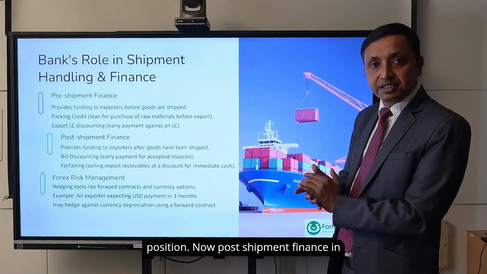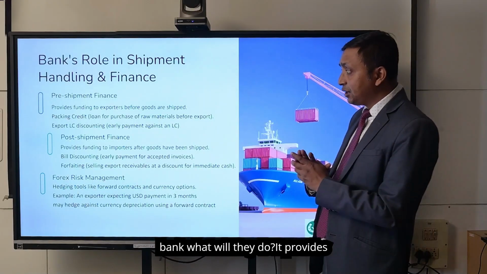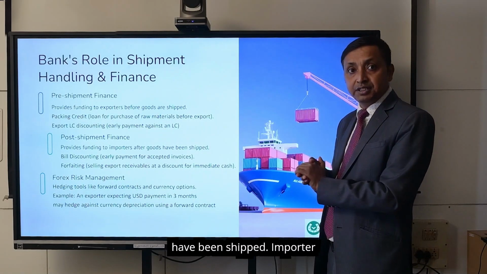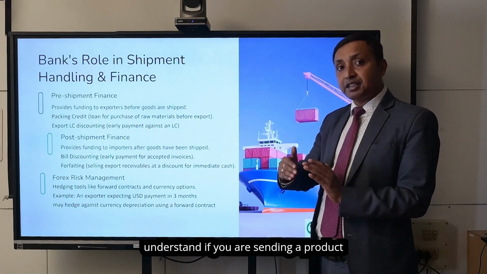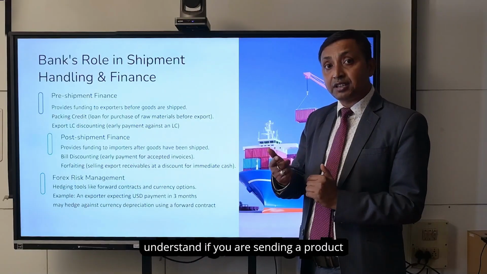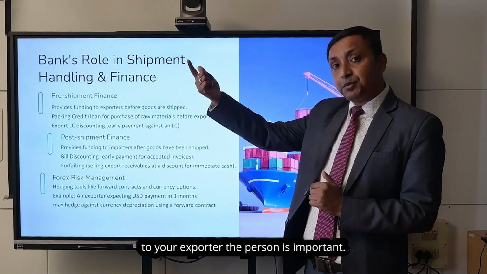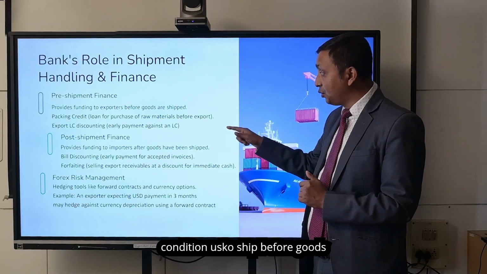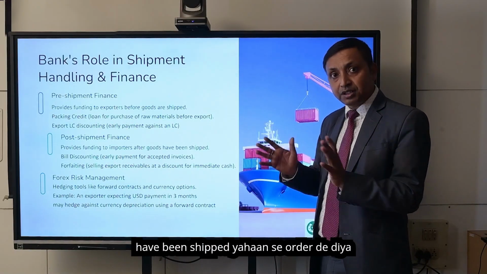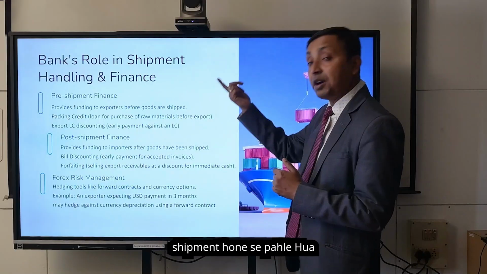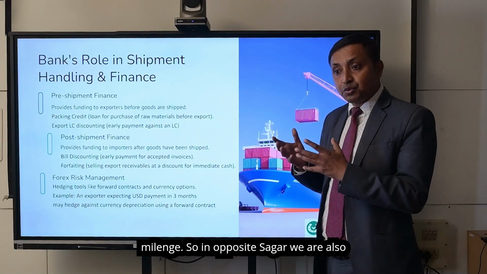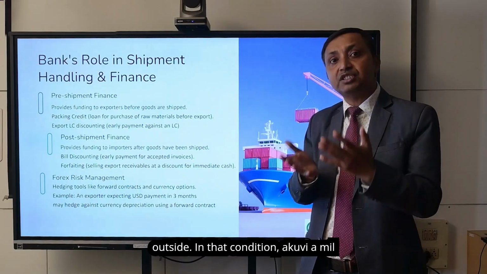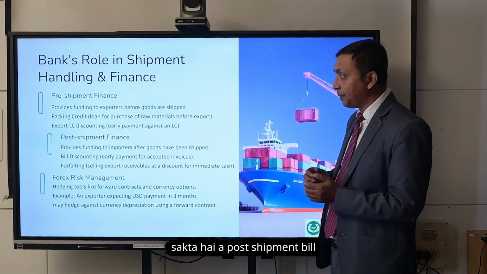Now post-shipment finance in bank, what will they do? It provides funding to the importer after goods have been shipped. Importer, understand, if you are sending a product, you are exporter, the person is importer, उसको भी तो पैसा चाहिए होगा. In that condition उसको before goods have been shipped, यहाँ से ऑर्डर दे दिया, शिपमेंट होने से पहले वो आप मिलेगा. So in opposite, suppose we are also importing some raw materials from outside, in that condition आपको भी ये मिल सकता है. ये पोस्ट शिपमेंट होगा.